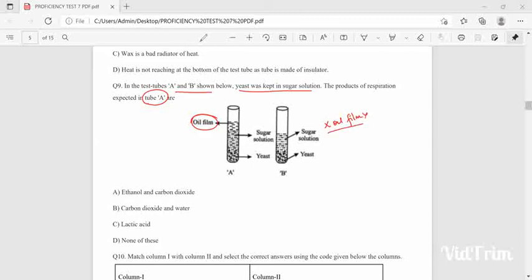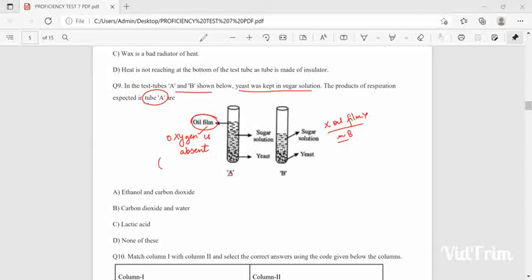So in test tube A, due to the oil film, oxygen is absent. This oil film will not allow oxygen to enter the sugar solution. So due to the presence of the oil film, oxygen is absent in test tube A, and thus yeast, the microorganism, will carry out anaerobic respiration. Yeast is an anaerobe. It can carry out anaerobic respiration. That means it can respire without oxygen.